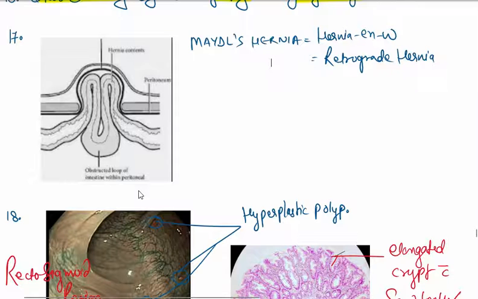Next one, what is this? Here we see two bowel loops herniating through this abdominal hernia, and the two bowel loops are inside this sac. This is a Maydl hernia, also known as hernia in W or retrograde hernia. Sorry for the discontinuation, let's continue. Two bowel loops are inside the sac, and the connecting part of these two loops is inside the abdominal cavity. So this is hernia in W, also known as retrograde hernia.